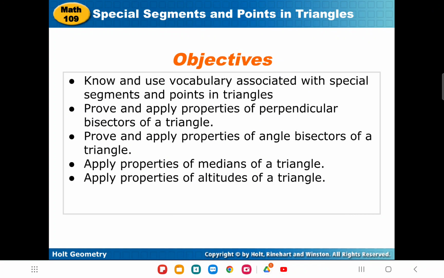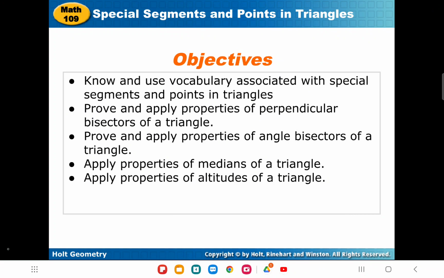By the end of this video, you'll be able to know and use vocabulary associated with special segments and points in triangles. You'll be able to prove and apply properties of perpendicular bisectors of a triangle, of angle bisectors of a triangle, apply properties of medians, and of altitudes of a triangle.